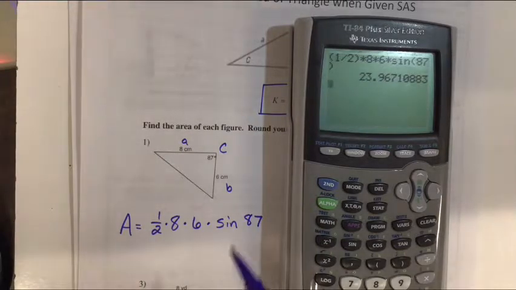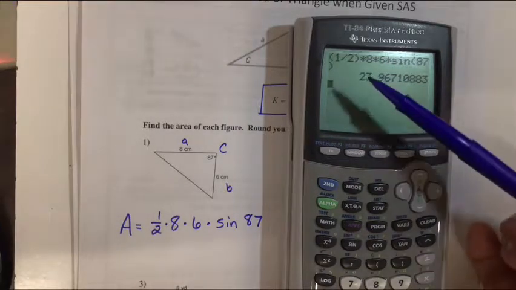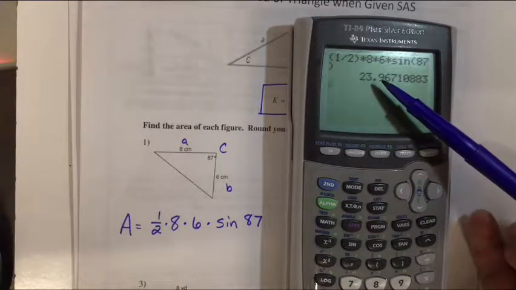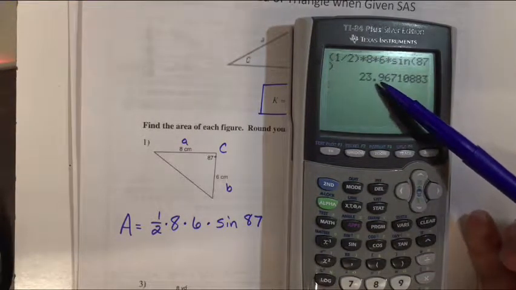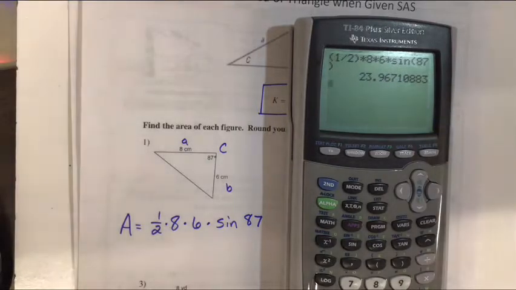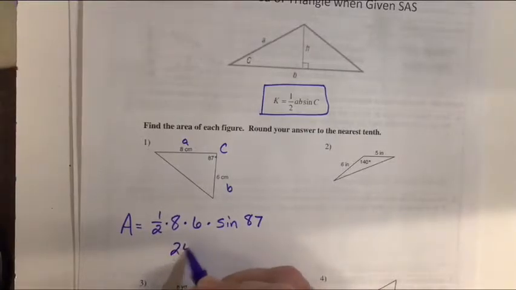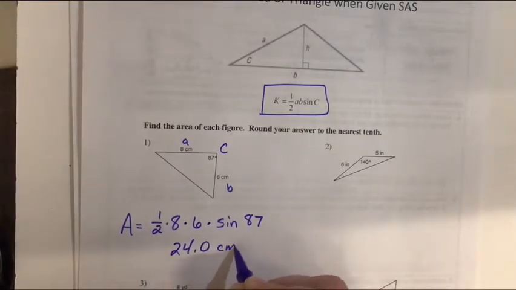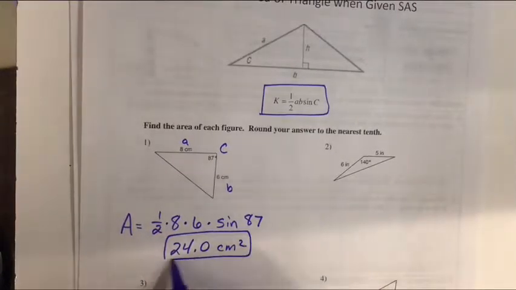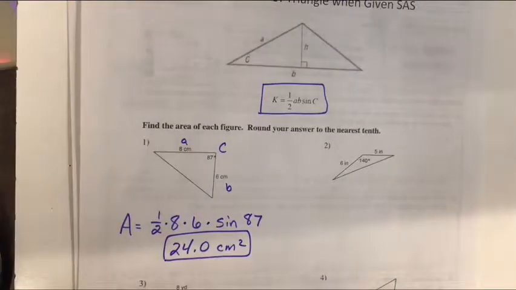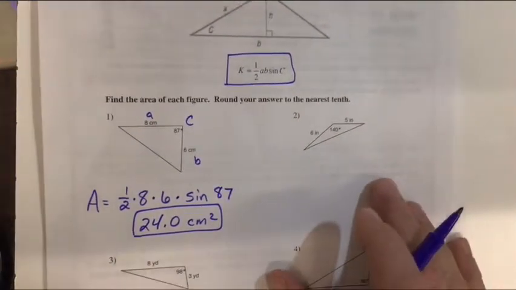That is your area in square centimeters. So we're going to round that to the nearest tenth. Because this 6 follows the 9, we're actually going to round this up to 24.0 square centimeters. Leaving that 0.0 shows that I've rounded to the tenths place. Okay, so let's try one more.